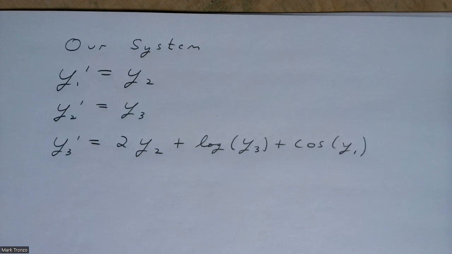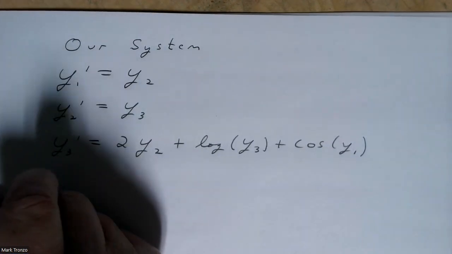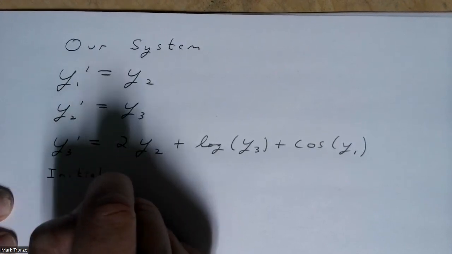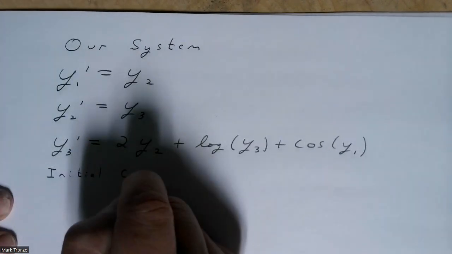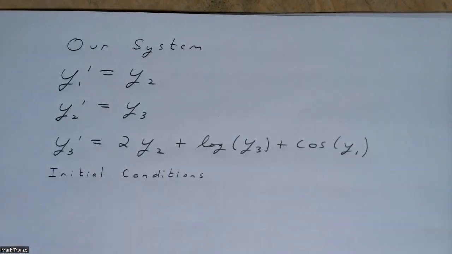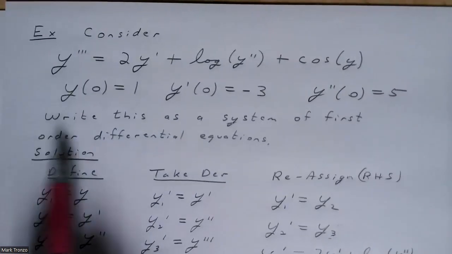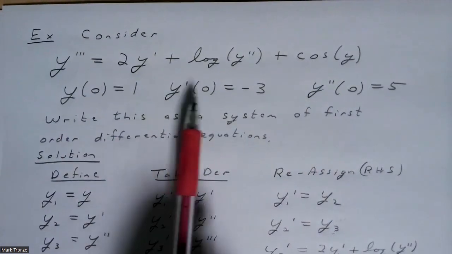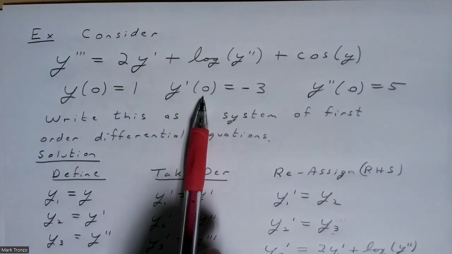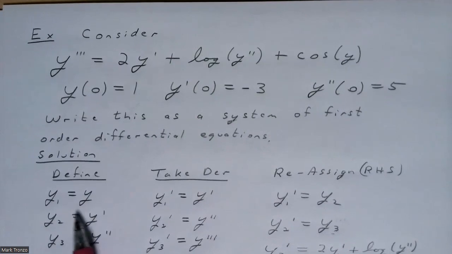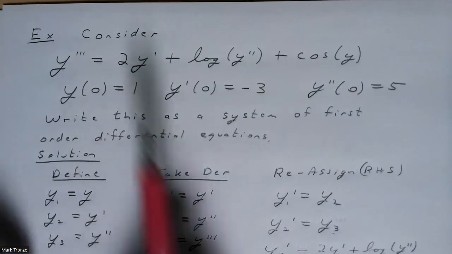But then one thing we want to do, what about the initial conditions? We want to rewrite those as well, because it's not going to do us any good to have our system in this form and have our initial conditions as they were originally. So once again, if you look back at your original problem, replace everything so that it has a subscript and no derivatives. Here we have y, and we want to replace that with y1. So it'll be y1 of 0 equals 1.